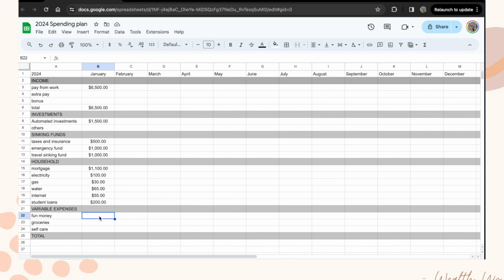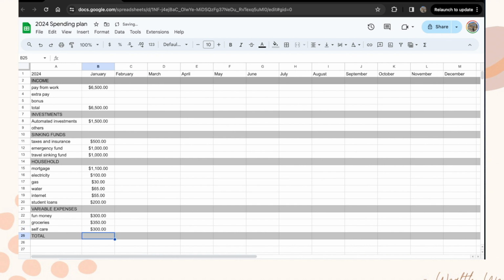In the variable expenses category, I'll set aside $300 for fun money. This includes any activities that I do socially, and any eating out will come out of this category. Groceries, $350, and then $300 for self-care.